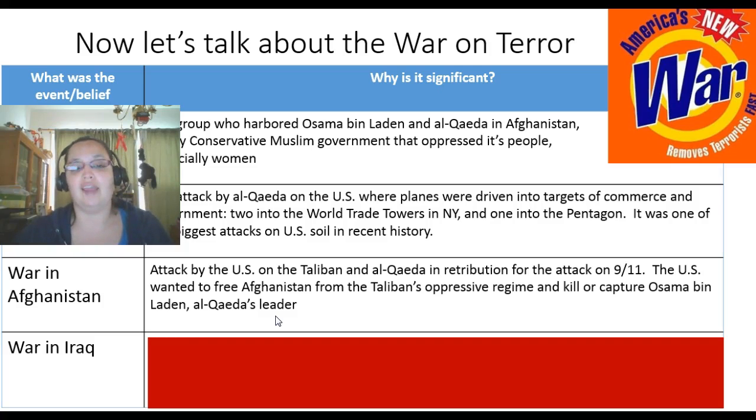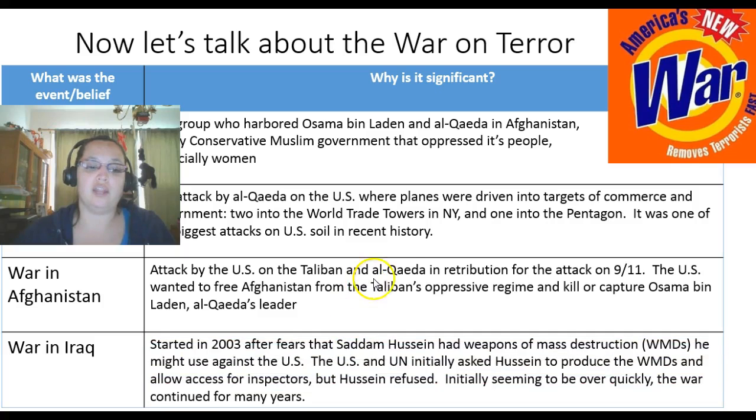The Taliban attacked the United States on 9/11, so the United States attacks Al-Qaeda and the Taliban and tries to free Afghanistan from the Taliban's oppressive regime, and then either kill or capture Osama bin Laden, who was Al-Qaeda's leader.